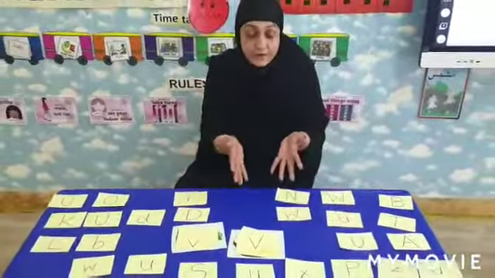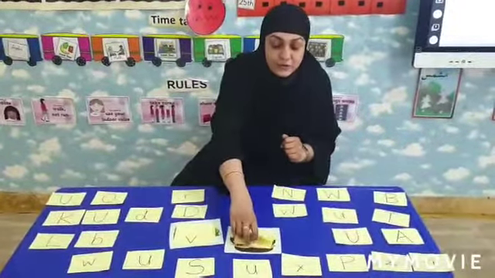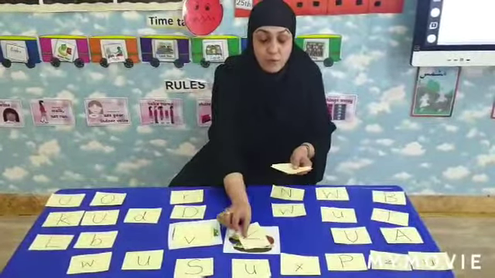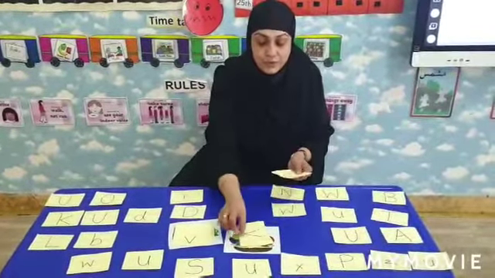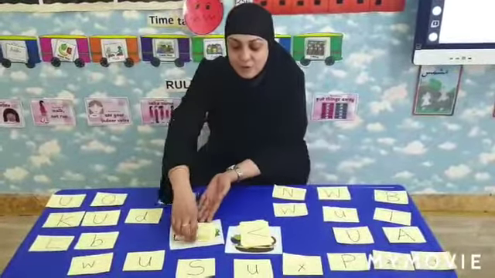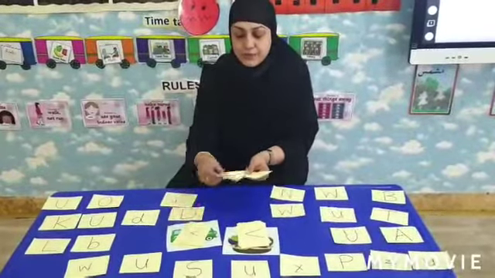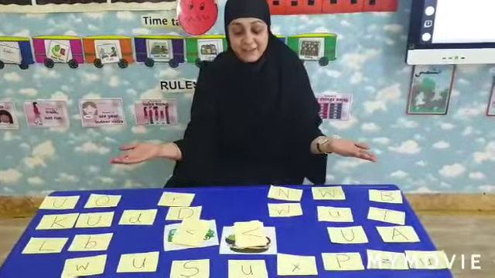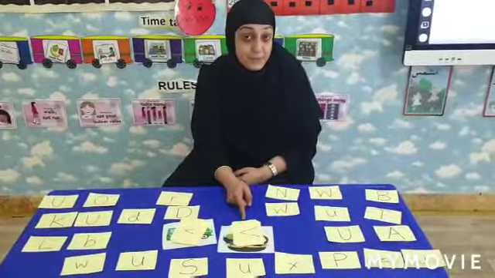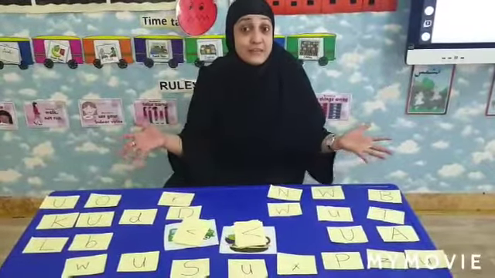Let's see how many mama V and how many baby V did we find. Let's count. Are you ready to count with me? 1, 2, 3, 4, 5, 6. Let's see the small baby V. 1, 2, 3, 4, 5. So we have the capital V, 6, and 5 baby V. So we found the letter V.